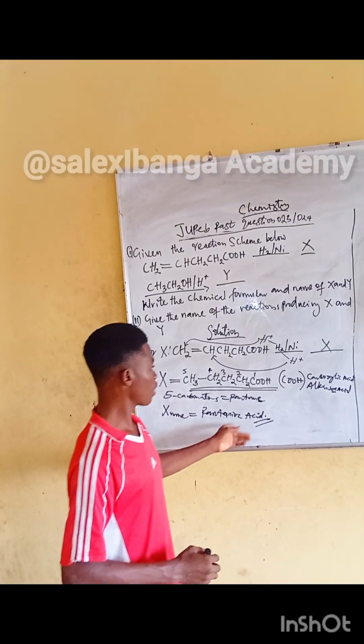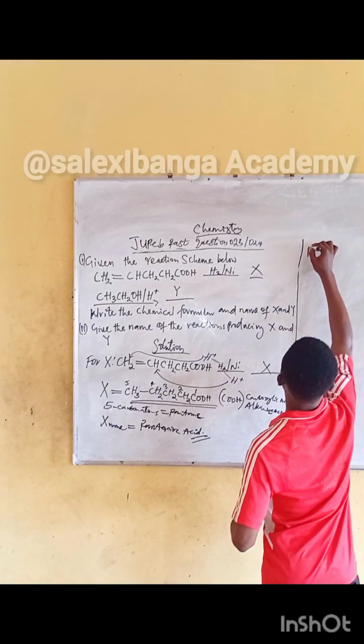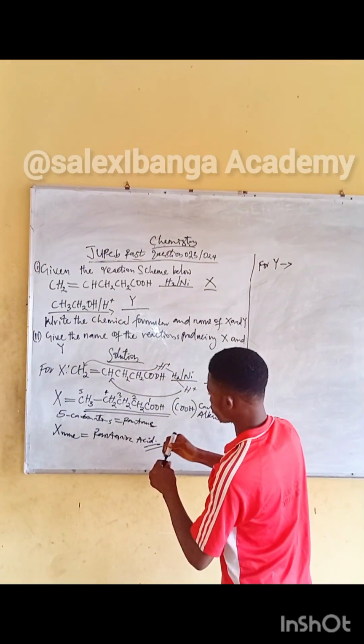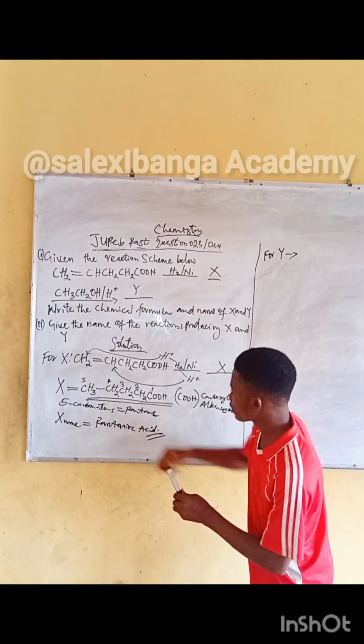So let's quickly get, we have done with X. Let's check for Y, so that we avoid waste of time. Our question says we are using X to obtain Y. So our X is CH3.